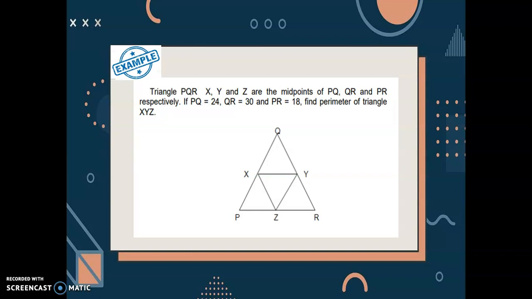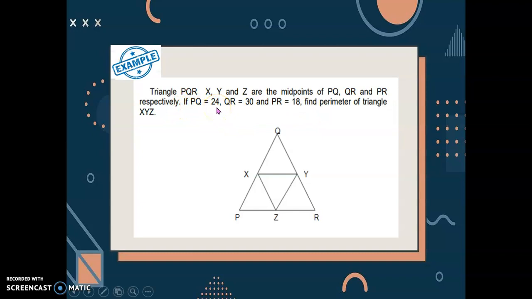Sa illustration natin, ay meron tayong dalawang triangle na makikita, no? Pero, kung susuriin natin, hindi lang siya dalawang triangle talaga. Ang focus lang natin is yung malaking triangle at itong smaller triangle. So, triangle PQR, ito po yung malaki. And then, X, Y, Z, so they are the midpoints. PQ, ang midpoint po niya ay si X. QR, ang midpoint naman ay si Y. And then, side PR, ang midpoint is Z. And then, ang side PQ daw is 24.